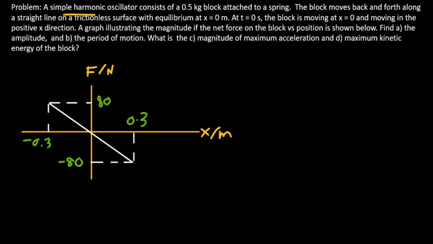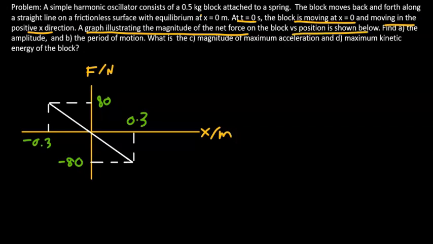Problem 2. A simple harmonic oscillator consists of a 0.5 kg block attached to a spring. The block moves back and forth along a straight line on a frictionless surface with equilibrium at x equals 0 meter. At t equals 0 seconds, the block is at x equals 0 and moving in the positive x direction. A graph illustrating the magnitude of the net force on the block versus position is shown below. So F versus position. Find the amplitude, the period of the motion, the magnitude of the maximum acceleration and maximum kinetic energy of the block. Let's do part A.